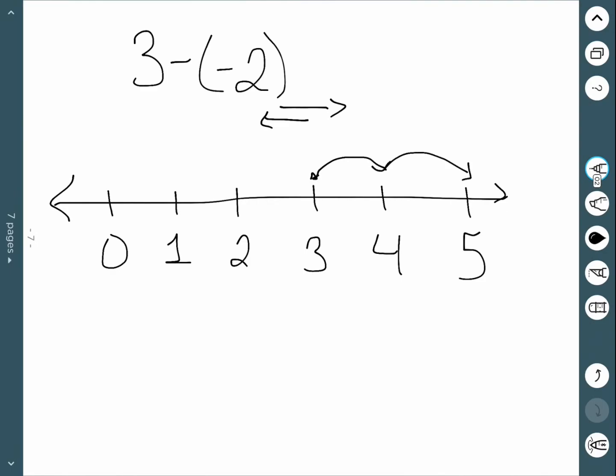1 and then 2. Ideally, when we think of our number line, we always want to be moving to the right, but a negative sign says we need to switch directions. So we switched to moving to the left, and then our second negative switched us back to the positive side. So 3 minus negative 2 is the same thing as 3 plus 2, which we know is 5.